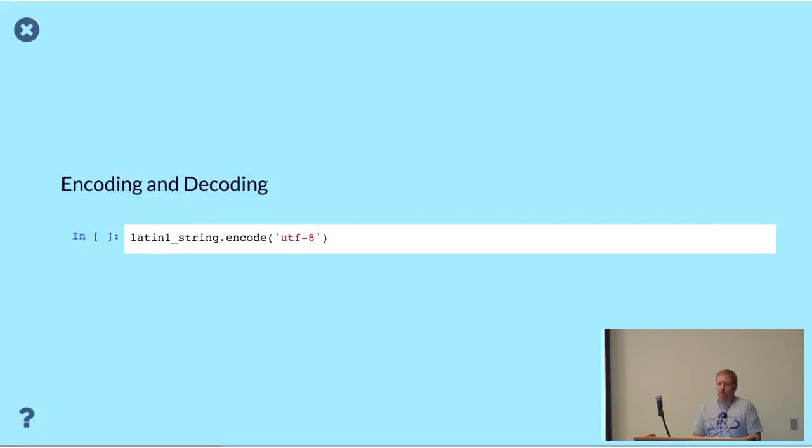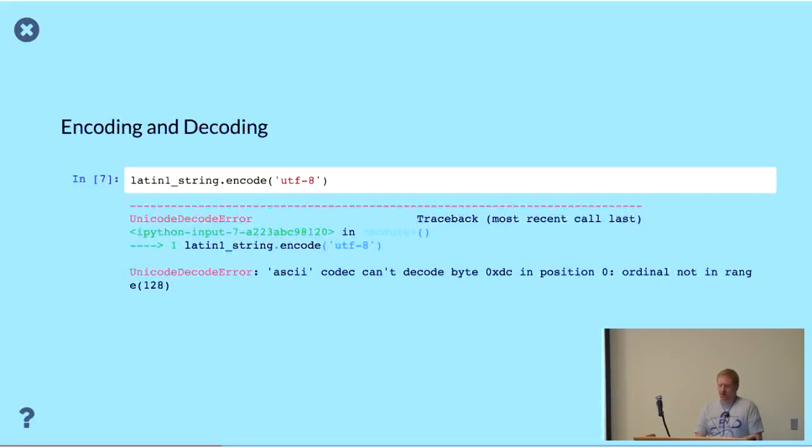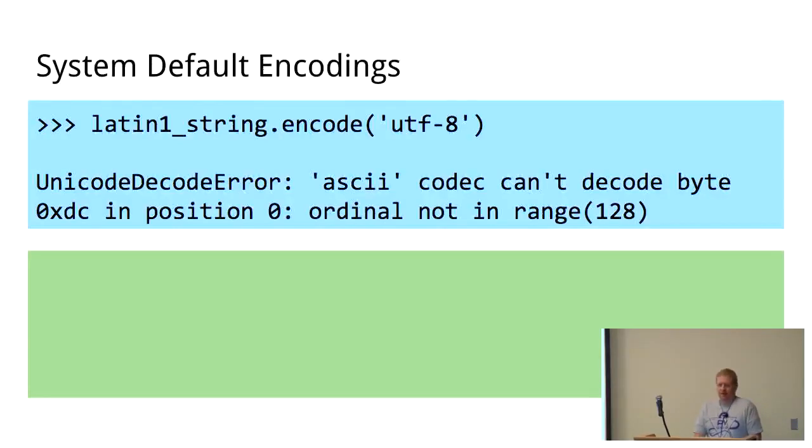So our Latin 1 string didn't work in ASCII. So let's try it as UTF-8. We still get an error. But if you notice, it's the same error we got before. It's saying the ASCII codec can't decode that byte. Why did it do that? We wanted UTF-8, but it's saying we can't do ASCII. If you look closely, you see that we tried to do an encode, not to mention the fact that it's already a byte string.